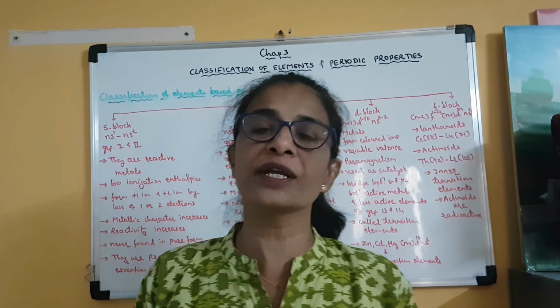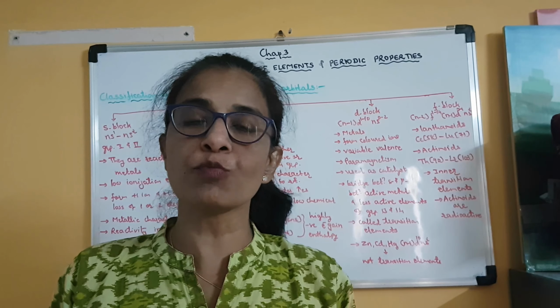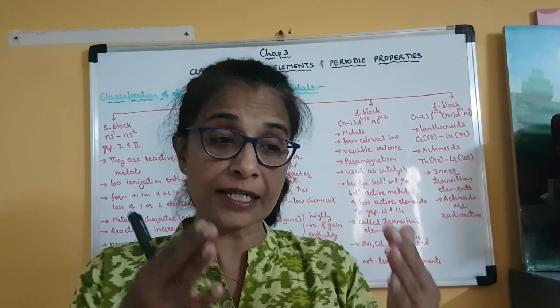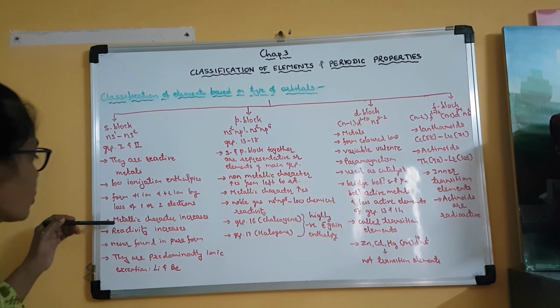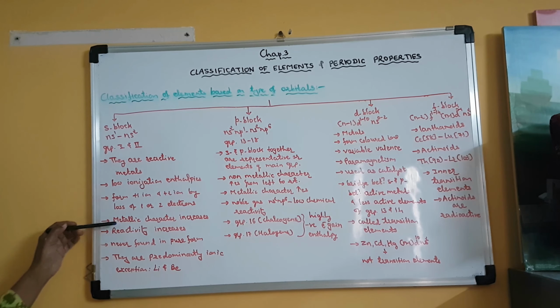So compared to lithium, sodium is more metallic. Compared to sodium, potassium is more metallic. And cesium is the most metallic element, we can say. So down the group, metallic character increases, so their reactivity also increases.